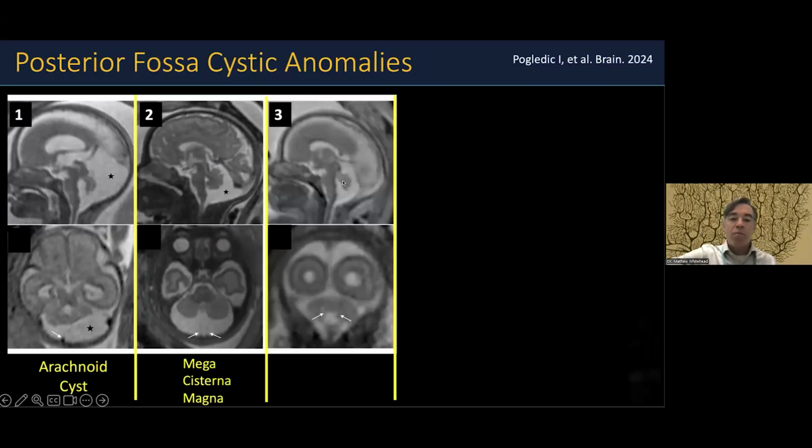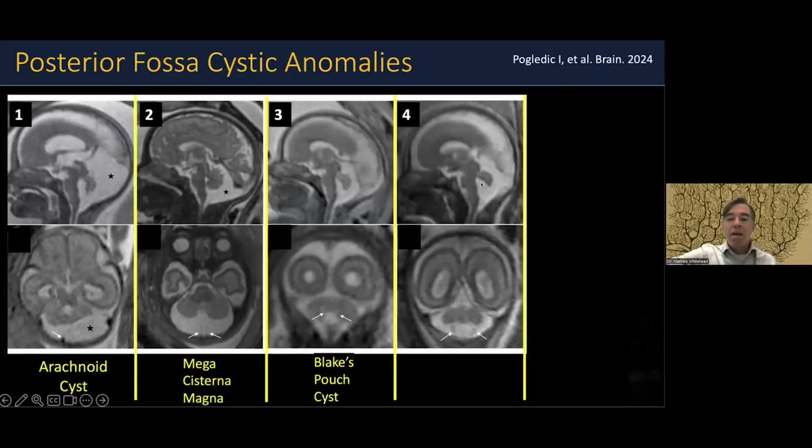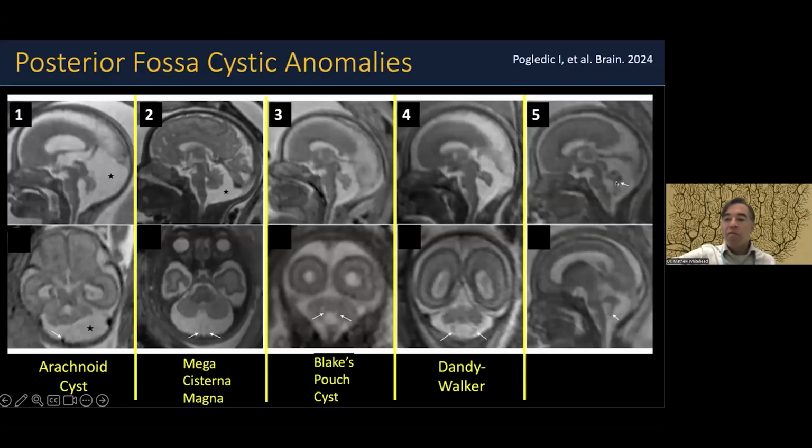Vermian tilt with fairly sharp vestigial recess, tela choroidea going upwards and inwards: Blake's pouch cyst, normal cerebellum. More enlargement of the tegmentovermian angle with flattening of the vestigial recess, inferolateral displacement of the choroid plexus: Dandy-Walker. And finally, inferior vermian hypoplasia with normal position of the tela: vermian hypoplasia.